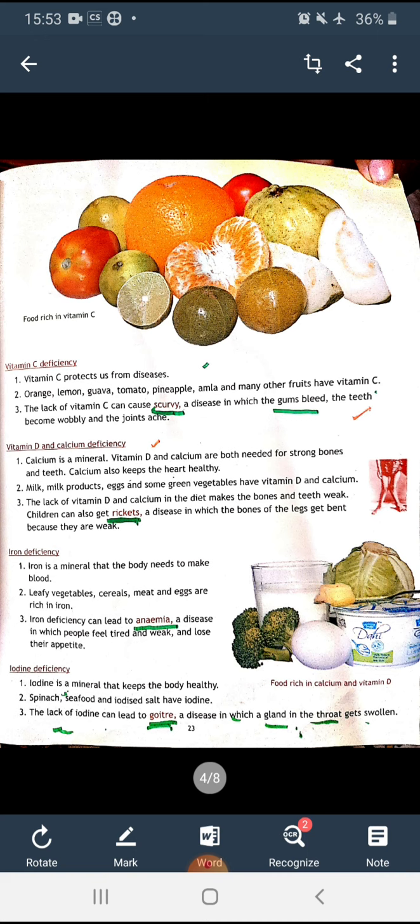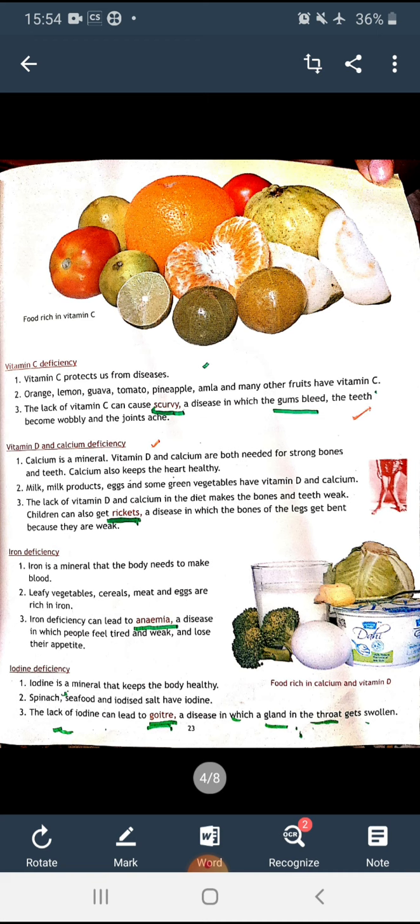Vitamin D and calcium. Sunlight is a good source of vitamin D. Calcium is a mineral. Vitamin D and calcium are both needed for strong bones and teeth. Calcium also keeps the heart healthy. We get it from milk, milk products, eggs and some green vegetables also. And with lack of vitamin D, bones and teeth become weak. Children can also get rickets. Rickets is the name of a disease in which the bones of the legs get bent because they are weak.